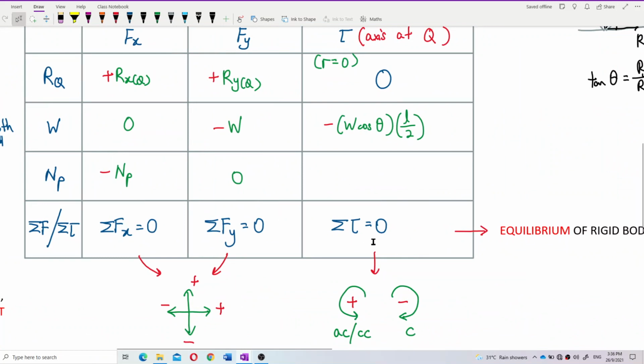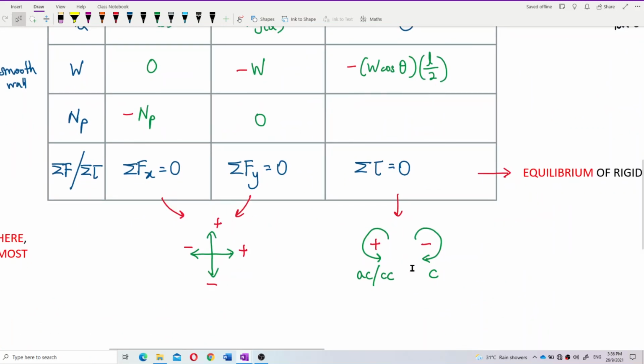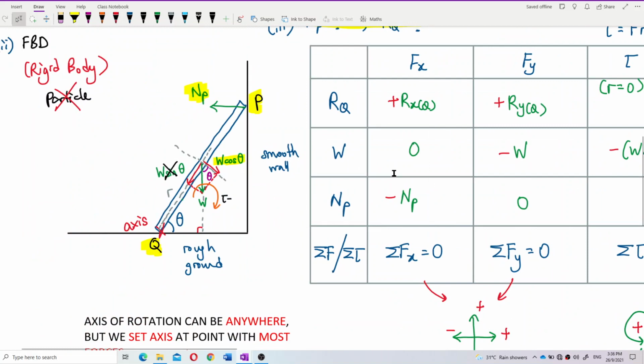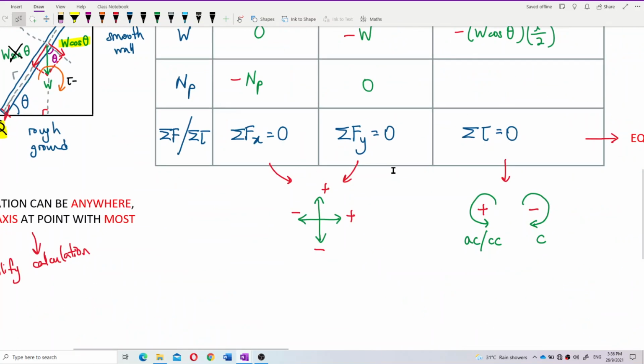Total torque equal to 0. One clockwise, one anti-clockwise, one positive, one negative. They cancel each other, become 0 torque. You understand? It's common sense.